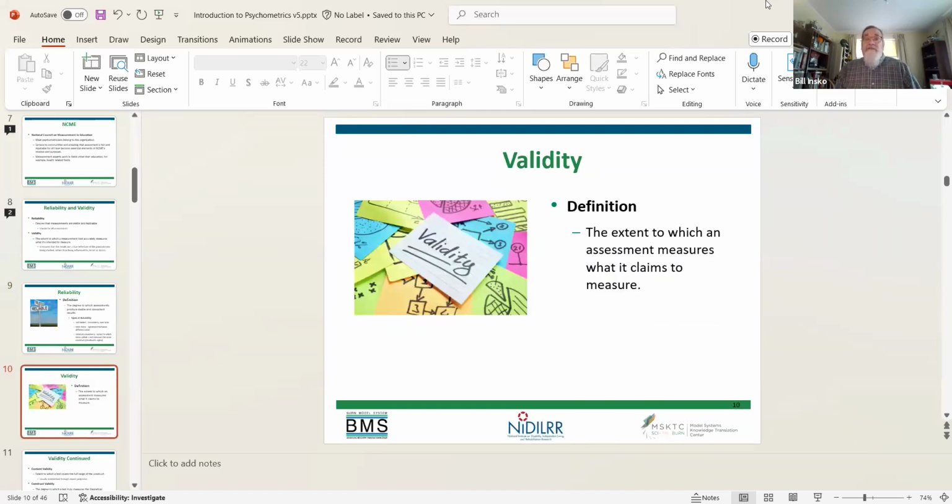Validity, like I said, is tougher. It's the extent to which an assessment measures what it claims to measure. So this little validity post-it note is sitting on top of a ton of other post-it notes. I just loved when I found this, because that's what it is. Reliability, you can just calculate it using a method, and here's your reliability, and hopefully it's good. Validity, you have to essentially have a program of research. There's not a single number that represents validity. Validity is hard. Elon Musk says space is hard.